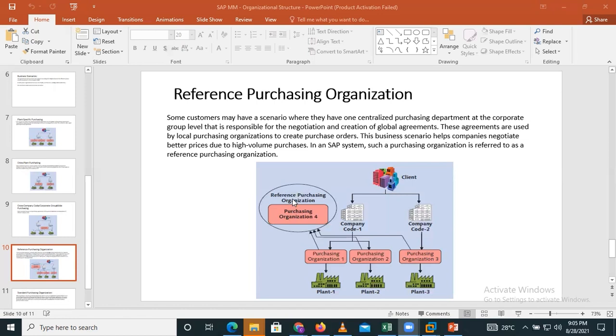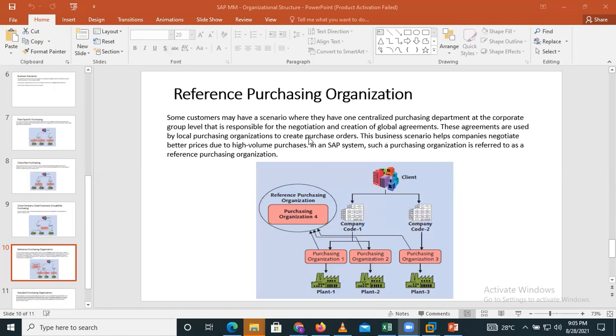Whatever negotiations and contracts are done by this purchasing organization will be used by the local purchasing organization to procure the material. So for one material, a local purchasing organization can directly negotiate. For other materials, they can take help from the reference purchasing organization. That is possible.